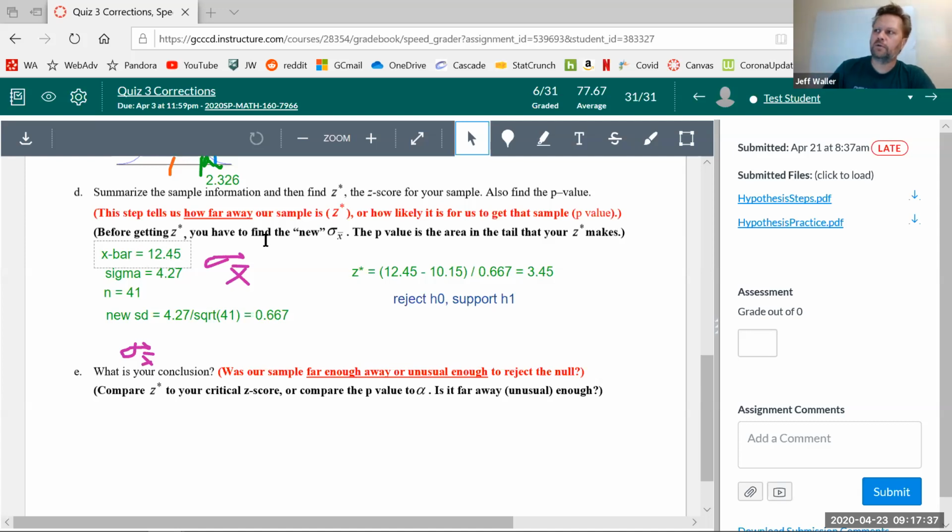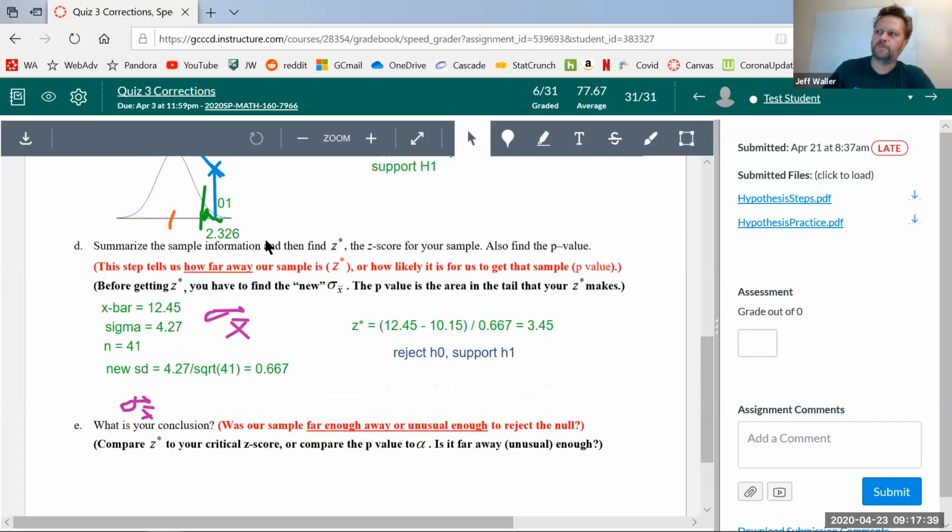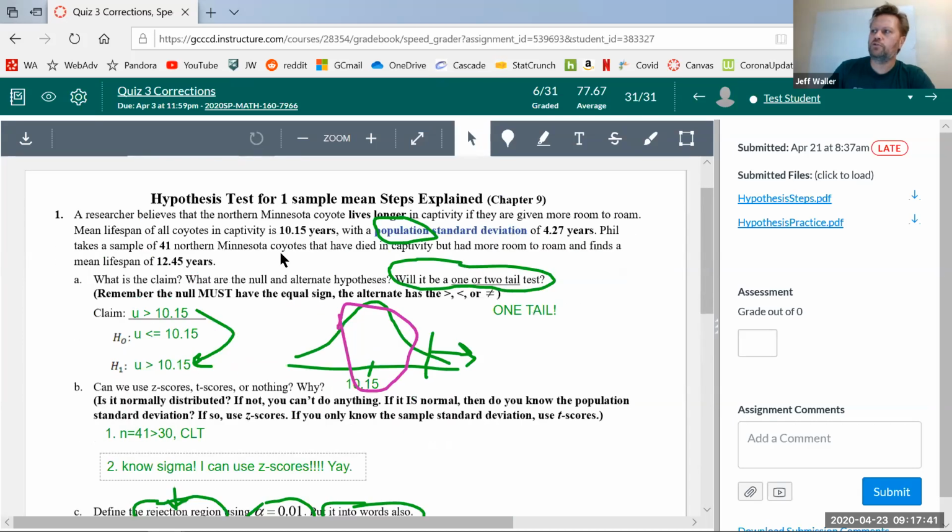Now, some people, I think I've said this before, might say, why did you do all this work, Jeff? 12.45 is bigger than 10.15. We knew the answer. No, you didn't. So it all depends on how far away that is. If I ask you, is 50 very far away from 52? Your answer is, I don't know.